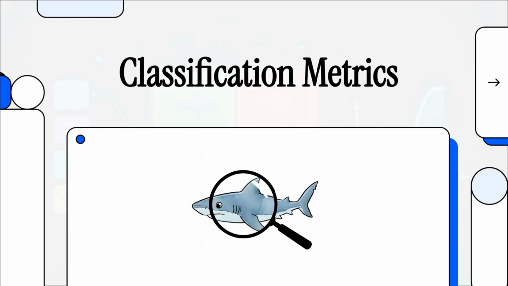So, you've done it. You've built a powerful classification model, and that's fantastic. But here's the million-dollar question. How do you really know if it's any good? Today, we are going to dive into the essential metrics you absolutely need to understand to evaluate your AI so you can actually trust the decisions it makes.